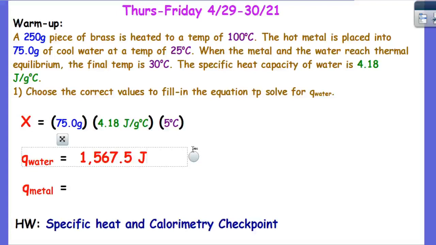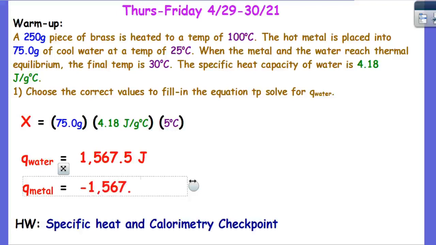If I know that the Q of my water is 1,567.5 joules, then the Q of my metal is the same, but just an opposite sign. So if my water absorbed that much energy, then my metal released 1,567.5 joules. However much energy one thing absorbs is equal to how much the other one releases. That sign just tells me the direction that it went. If it's negative, it was released. If it's positive, then it was absorbed.